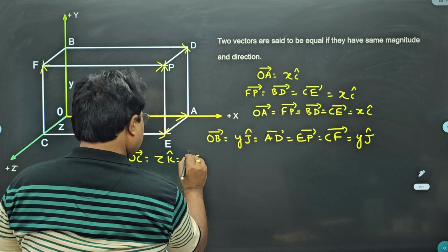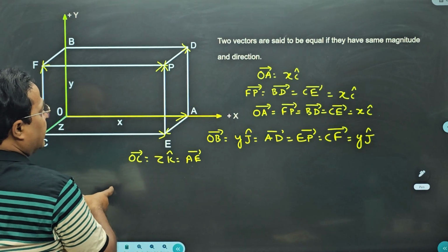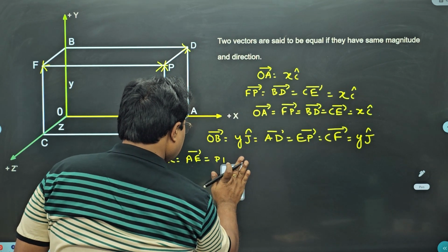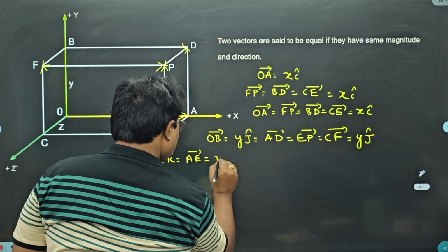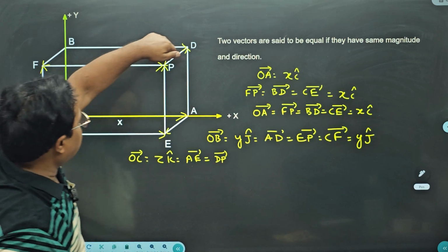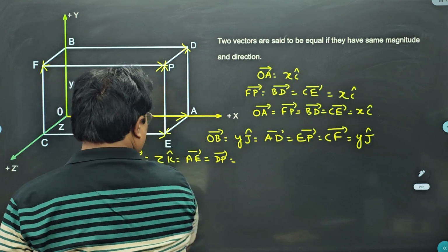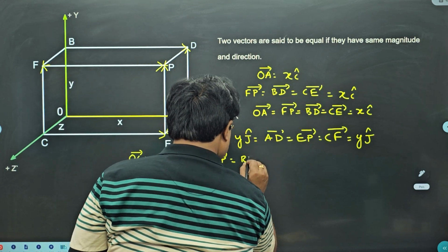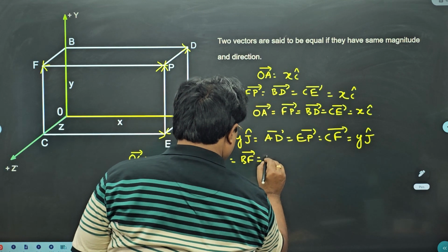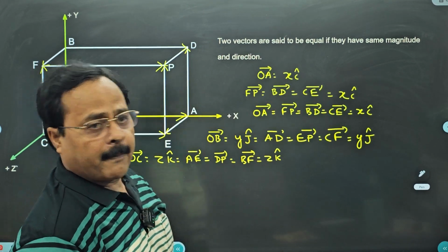Therefore, OC vector is equal to AE vector. You see here AE vector. AE has same magnitude and directed along positive direction of z-axis. DP vector has same magnitude as that of OC vector and has same direction as that of OC vector. Similarly, the BF vector has same magnitude as OC vector and same direction as OC vector. Therefore, all are equal. That is equal to zk cap.